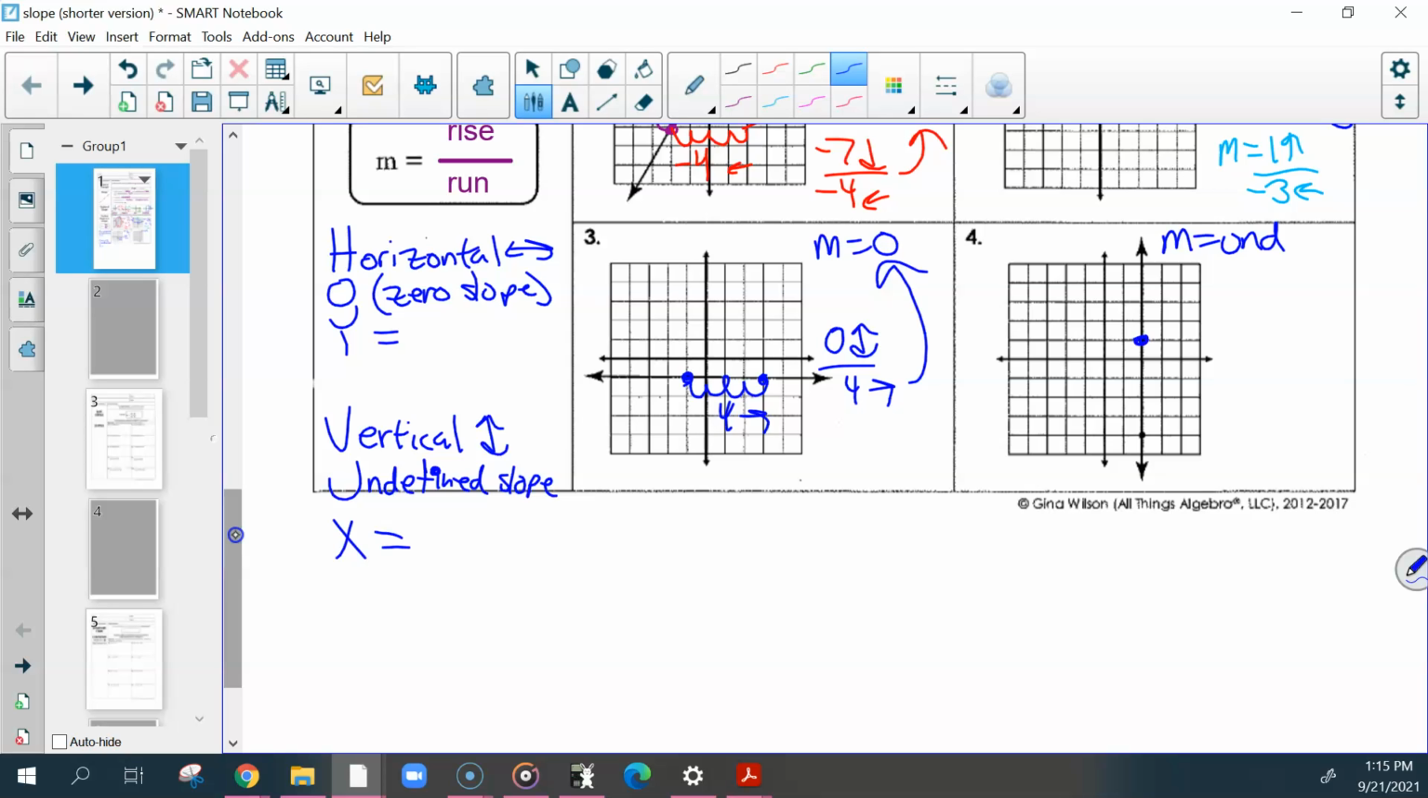So here, I see these 2 points, but again, you can choose any 2 points. Count. This goes 5 down, but does not go left or right. We cannot divide by 0, we would get an error. And anytime we get an error, it's going to be undefined. I shortened it to U and D, but same thing.